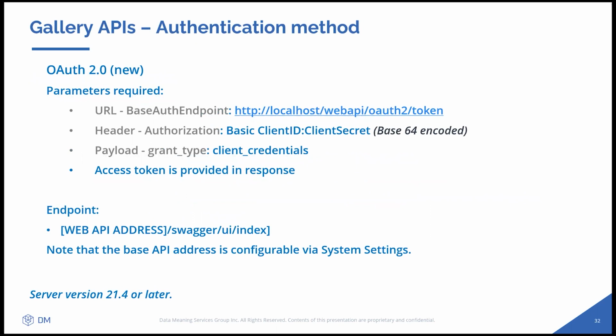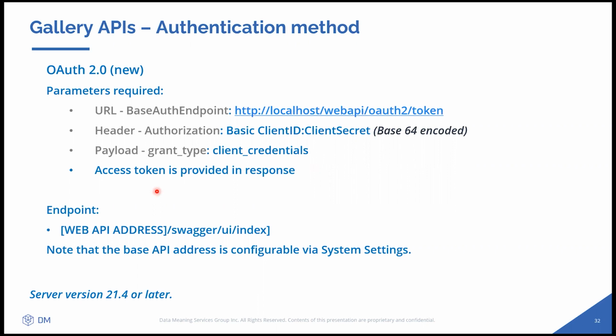With 2.0, the new one, you will only need the base auth endpoint, which is going to look like this. For the header, you will need the authorization, and that's going to be a combination of the client ID and secret, base 64 encoded, separated by a colon. For the payload, you only need this information here, the grant type, and this value, client credentials. And that's pretty much it. If you perform this operation, the access token will be provided in the response.